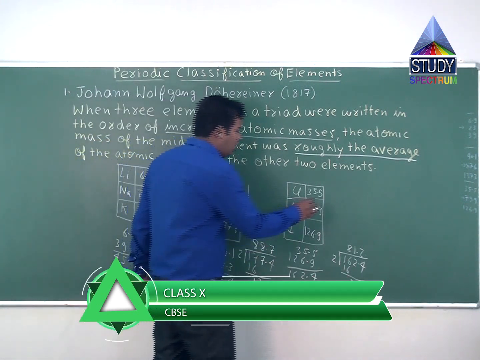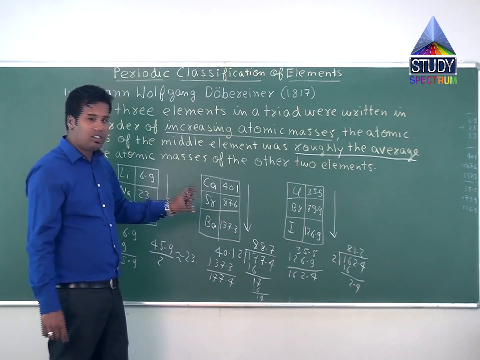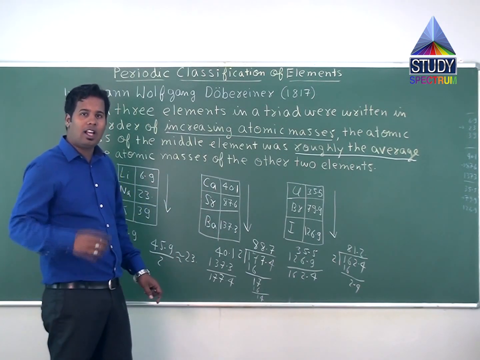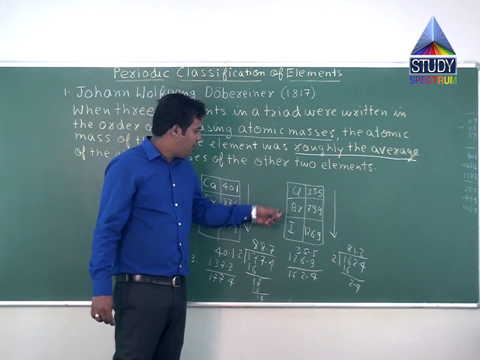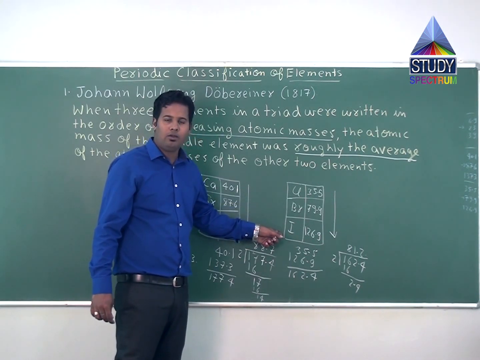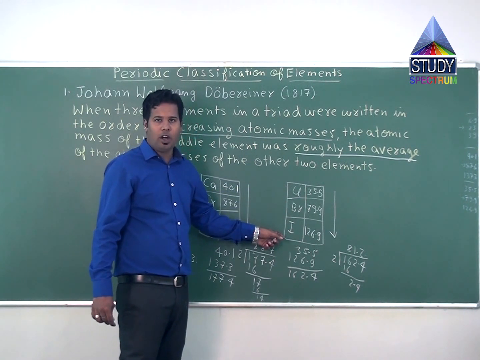If we talk about the third triad formed by Dobereiner, the German scientist, the first recognized attempt which a scientist gave in order to classify elements: atomic mass of chlorine is 35.5, atomic mass of bromine is 79.9, and atomic mass of iodine is 126.9. So it is increasing as we go down the group.